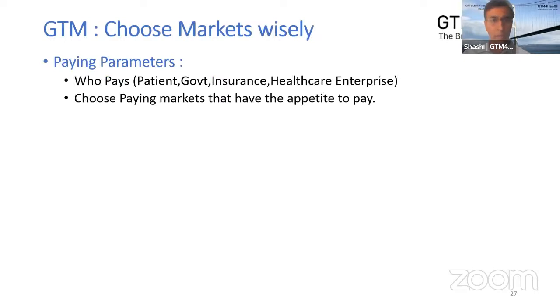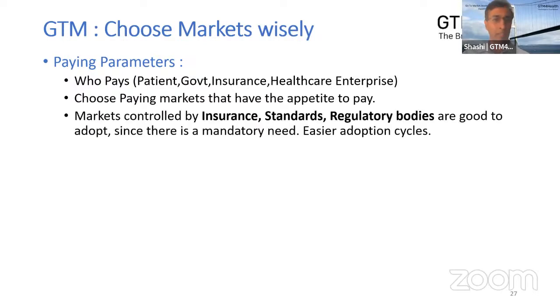One is the paying parameter: who pays? For any product or service you're selling, is it the patient himself paying, or the government, or insurance or healthcare? This is a clarity you need to have in your GTM, because if the paying markets are not there, it's tough to sell.